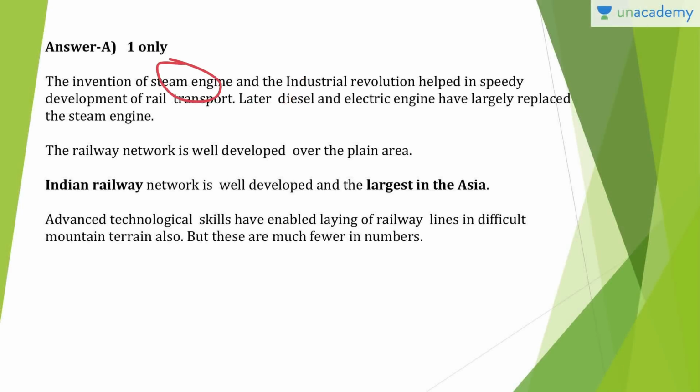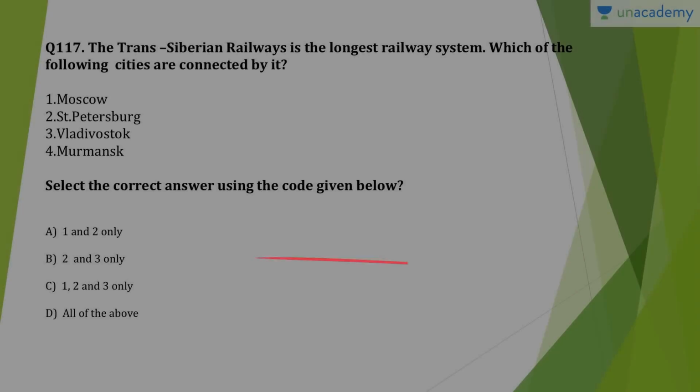So inventions such as the steam engine and the industrial revolution helped in the speedy development of rail transport, and later diesel and electric engines have largely replaced the steam engine. The railway network is very well developed in India over the plain area, because it has been going on for the last 150 years plus, and it is the largest in Asia. And advanced technological skills have enabled laying of railway lines in difficult mountain terrain also, but these are much fewer in number, so that is correct.